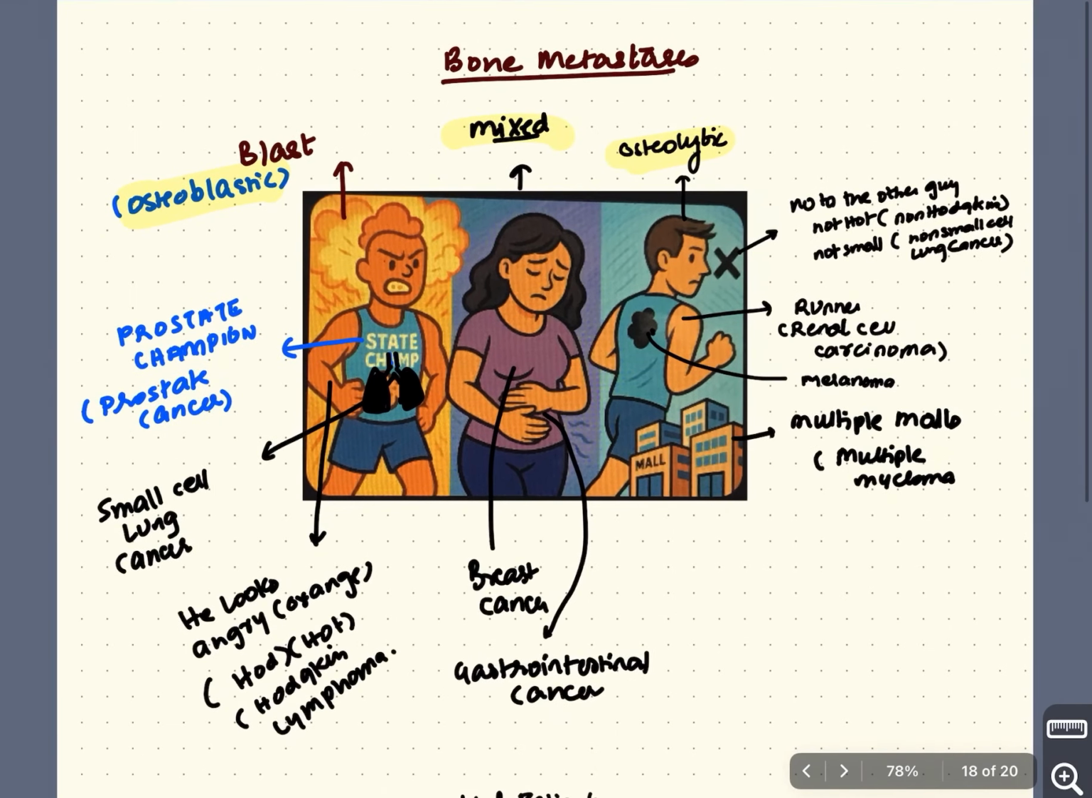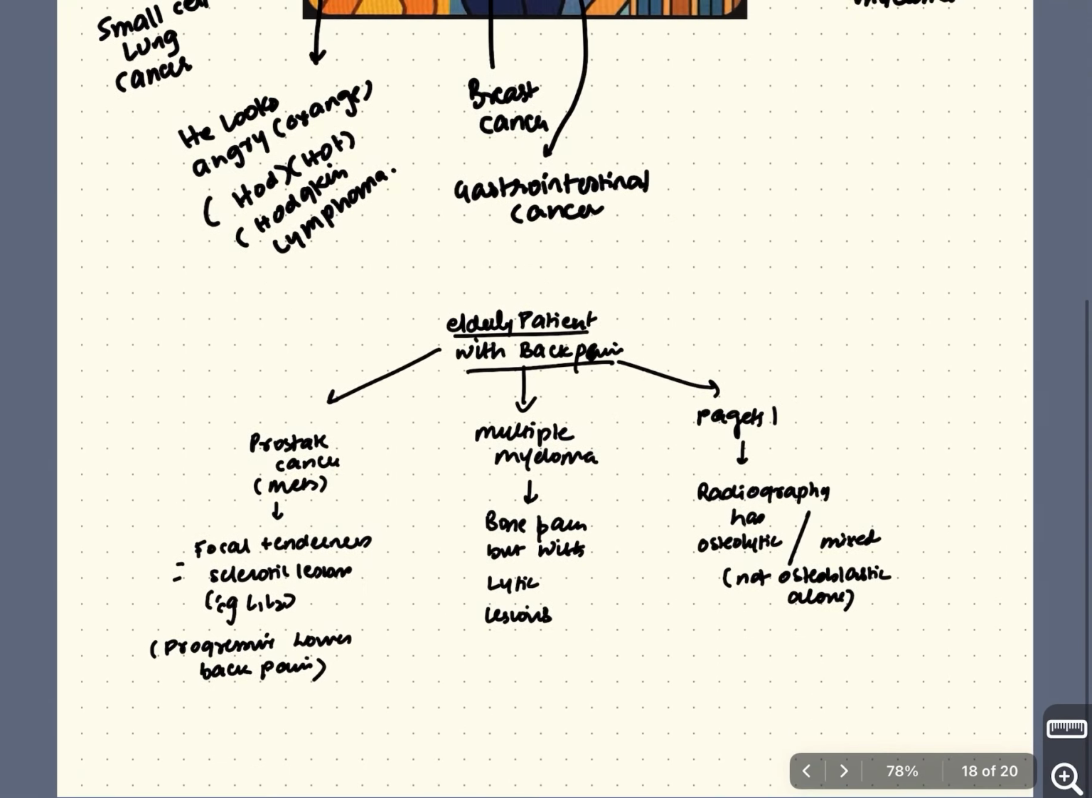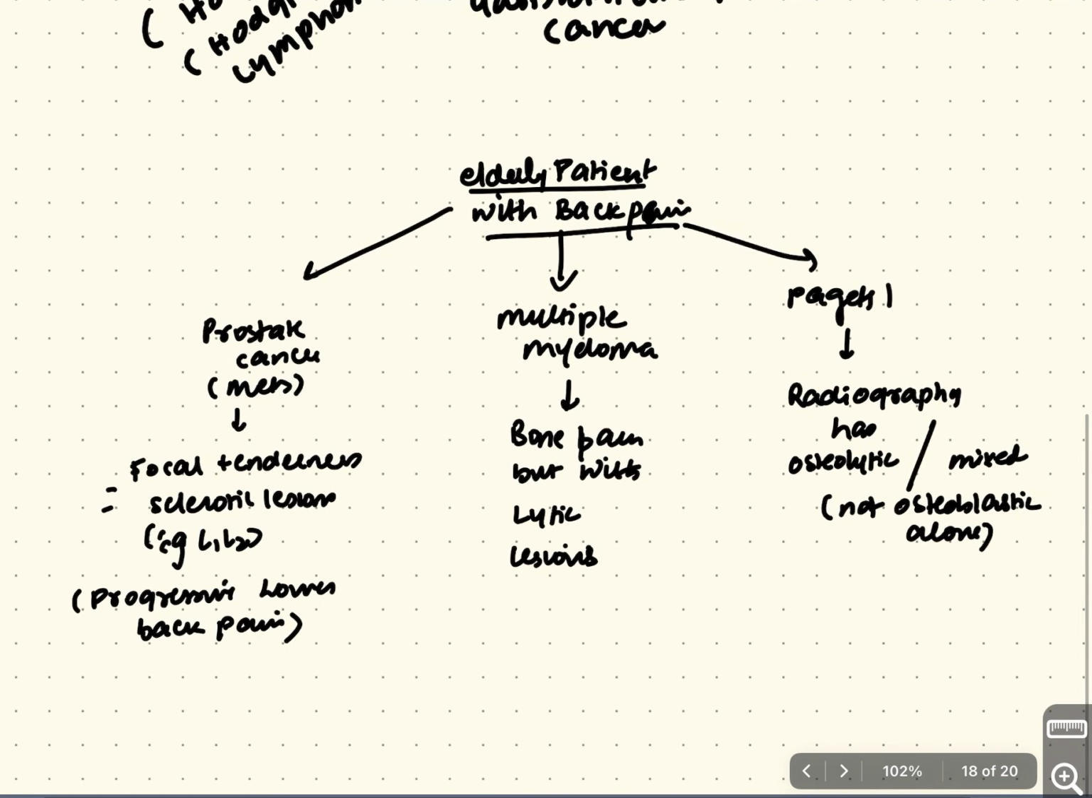So why do we need to know this? While you're solving in exams, they are going to give you an elderly patient with back pain, and you might get really confused when you have options like prostate cancer, multiple myeloma, or Paget's disease. So one simple way to look at this is look at the metastatic region.